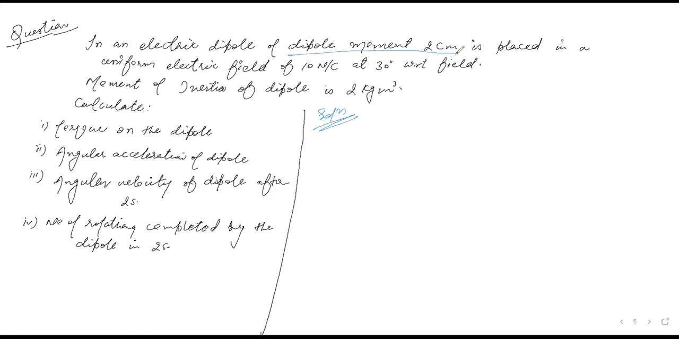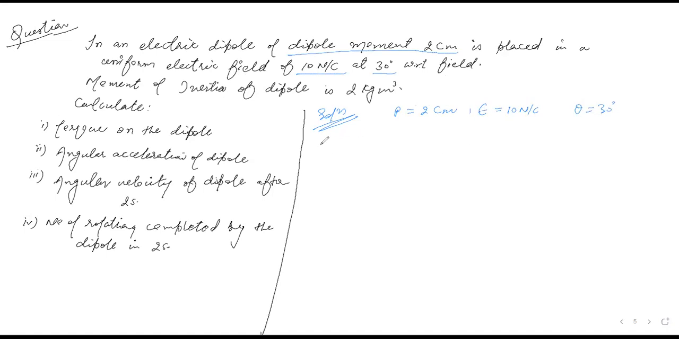This is your dipole moment, which is P. Dipole moment P is 2 coulomb meter, and the electric field E is 10 Newton per coulomb. And theta is 30 degree.